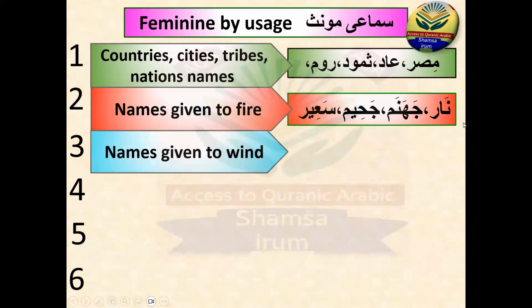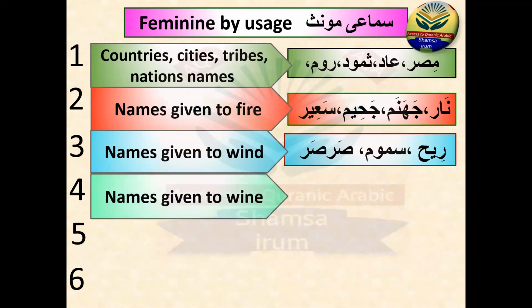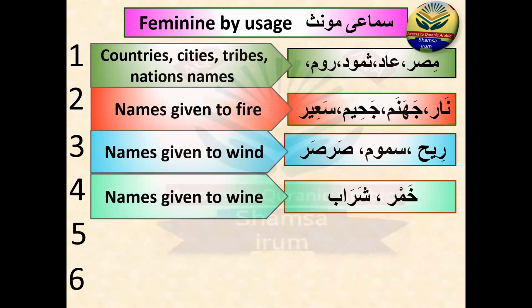Next, names given to wind: Rih, Samum, Sarsar. These words are used very rarely in the Quran, only a few times, maybe once or twice. So you don't need to worry about these names, but you should know that the names of winds come in the feminine category in the Arabic language. Names given to wine: Khamr, Sharab. These 2 names also come in the feminine category.